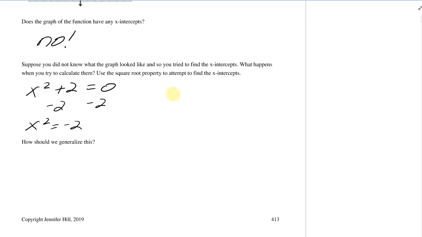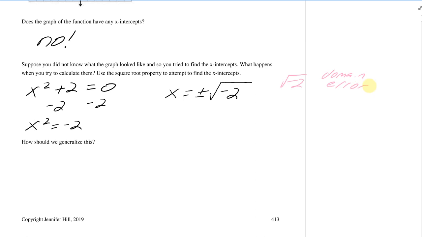And now if I try to take the square root, so if I try x equals plus or minus the square root of negative 2, try plugging that into your calculator. Just plug in the square root of negative 2. I've got my little handy dandy calculator next to me. Mine says domain error. Yours might say something else. It'll tell you something about an error.